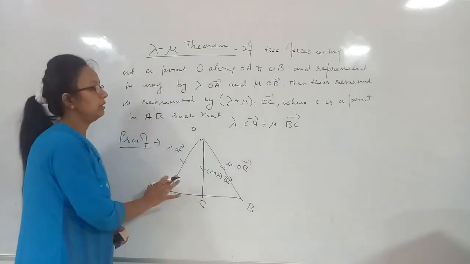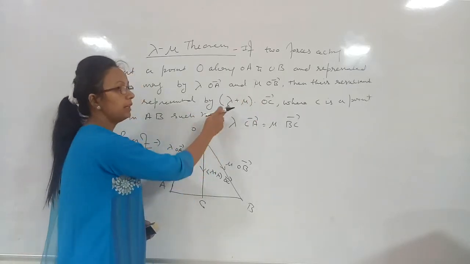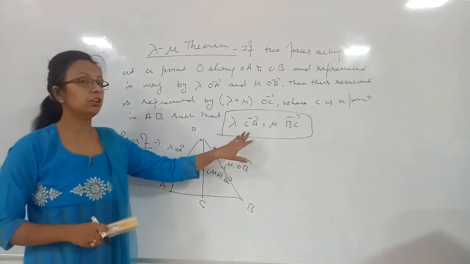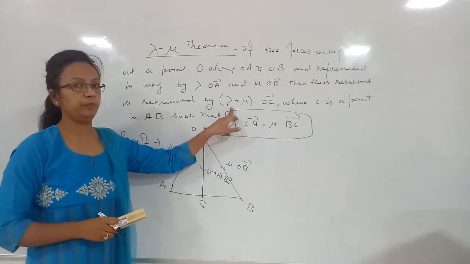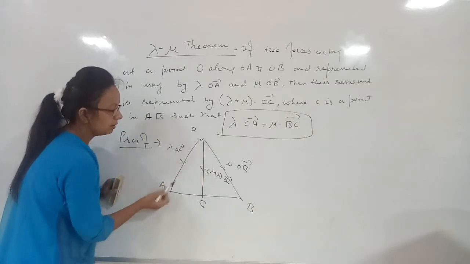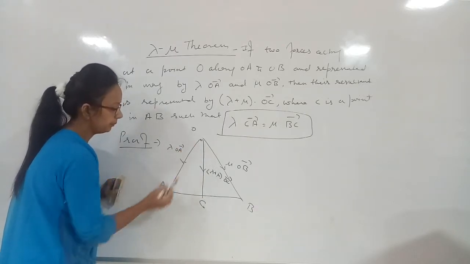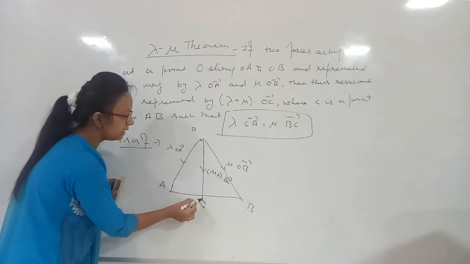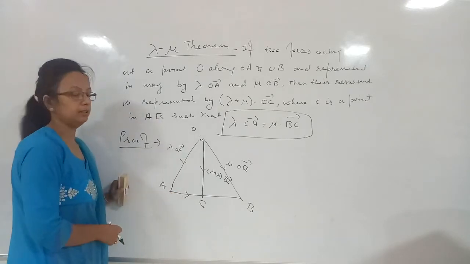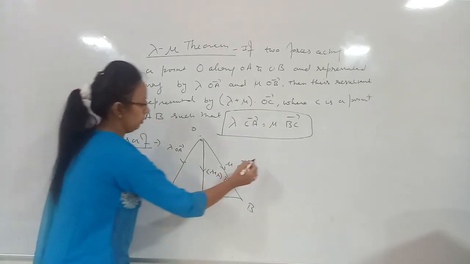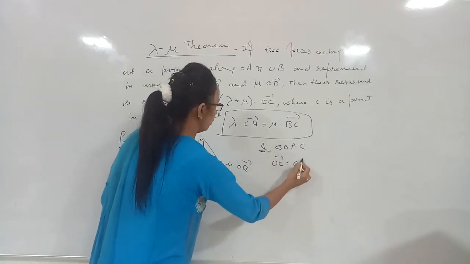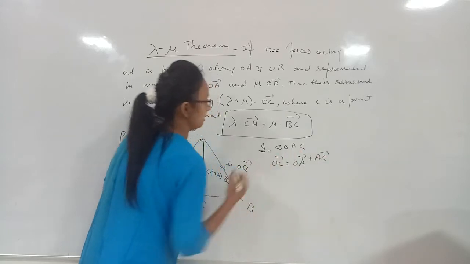We can apply this result, lambda plus mu OC is the resultant, only if this condition is satisfied. If this condition is not satisfied, then we cannot apply this result. Okay? So let us prove. Now we can write in this triangle OAC, OC is equal to OA plus AC.